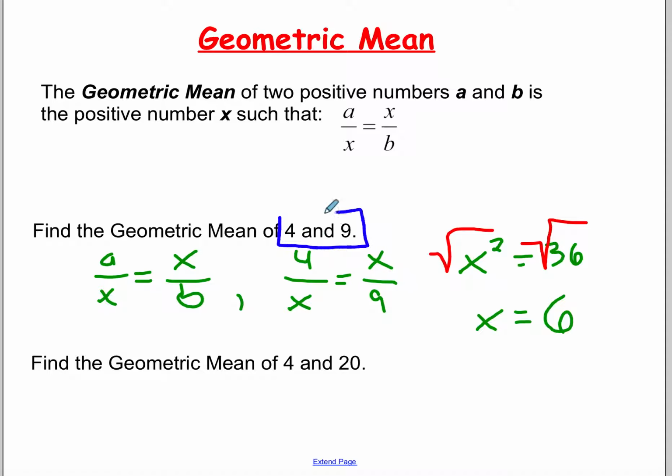We all know what an arithmetic mean is. An arithmetic mean is I would add them together, divide by 2. That's an average, right? But a geometric mean is still an average. It's still a mean, but it's just by multiplication rather than addition. So what I want you to do is go ahead and find the geometric mean of 4 and 20. And once you've done that, come check your answer with me.